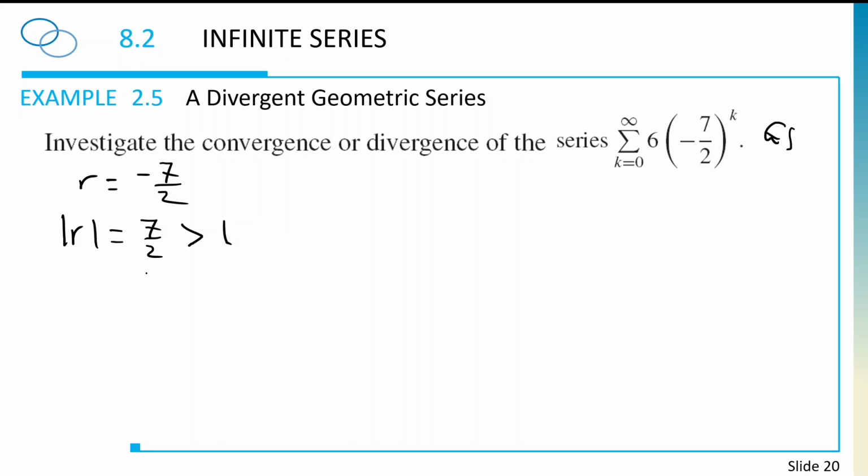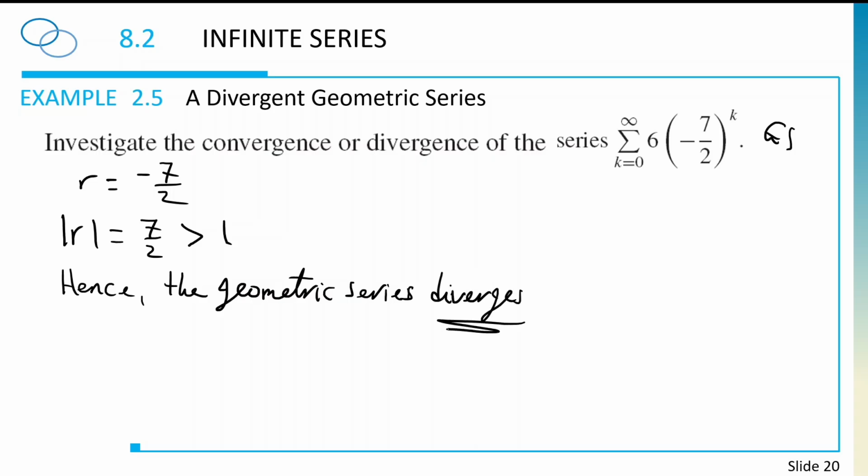Remember, a geometric series converges if the absolute value of r is less than 1. But here it's greater than 1, so this is divergent. So hence, the geometric series diverges. Okay, why? Because the absolute value of r is greater than 1.